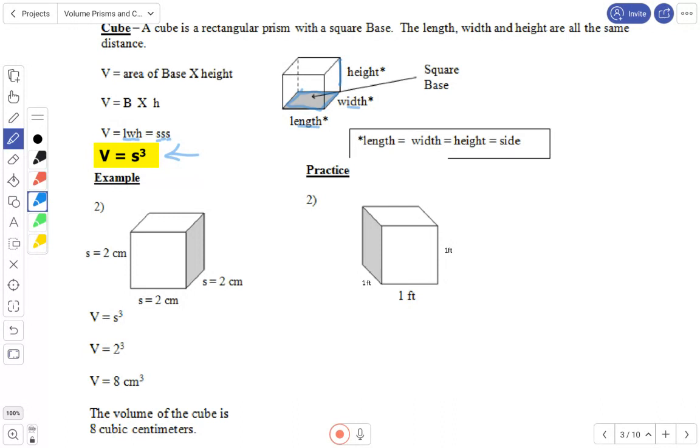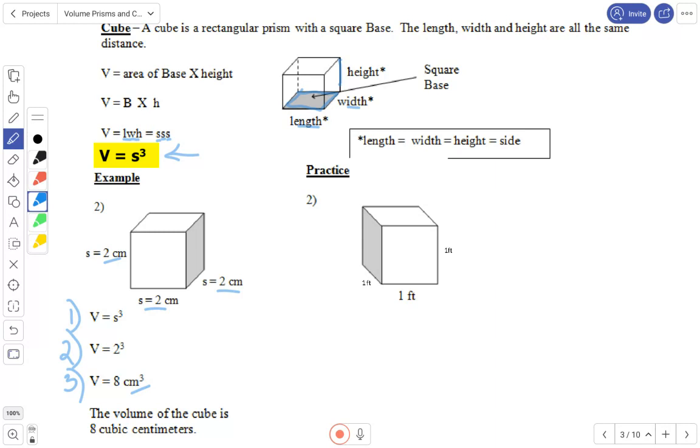So if we look at our first example, again, write the formula, substitute in the length of the side of the cube, which would be 2, calculate it. So when you put this in your calculator, you can hit 2, and then remember, hit that caret button. That will give you that exponent that's higher than 2. So do 2, hit the caret button, and then hit the number 3, and you will get 8 as your answer, and label it centimeters cubed.